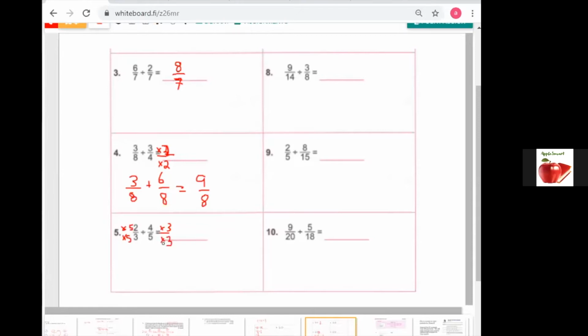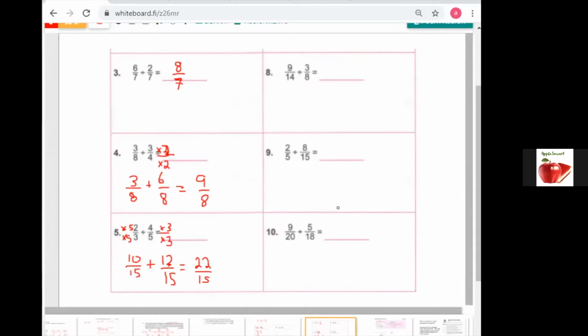So when we multiply the first fraction by 5 over 5, we get 10 over 15. And when we multiply the second fraction by 3 over 3, we get 12 over 15. Do we now have like denominators? Is the bottom the same? Yep. So now we can add them together and we get 22 over 15. How's that? Good? Okay.